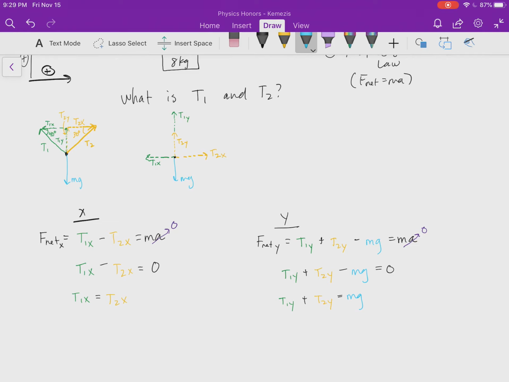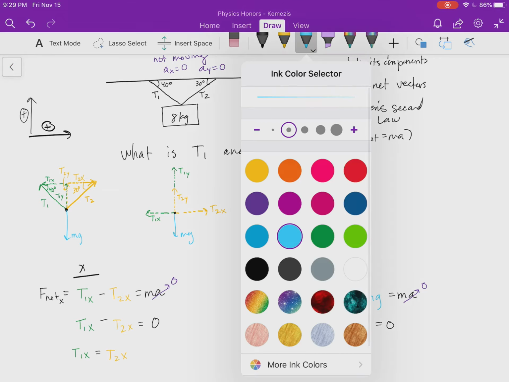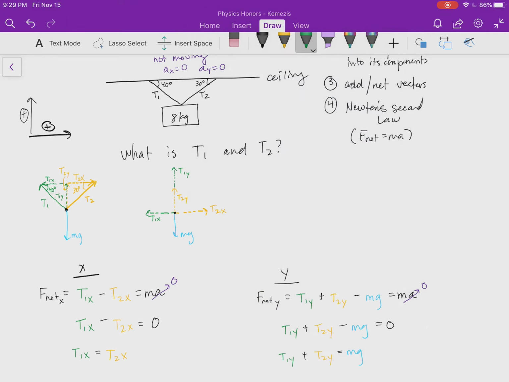Now, when we're looking at this, the only thing we actually know in either the x or the y is mg, because we know the mass is 8 kilograms, and we know gravity is 10. So it looks like we have 4 unknowns. But if we go back, I'm going to take our triangle for our 2 tensions and blow them up a little bit.